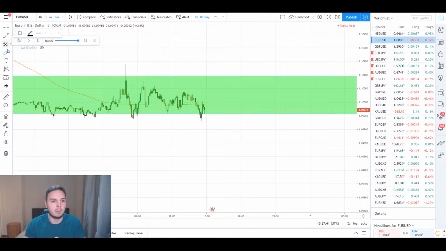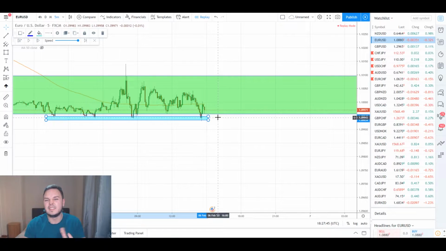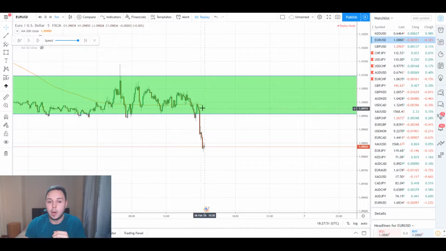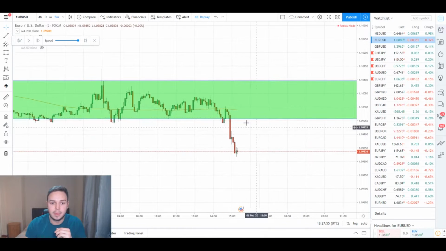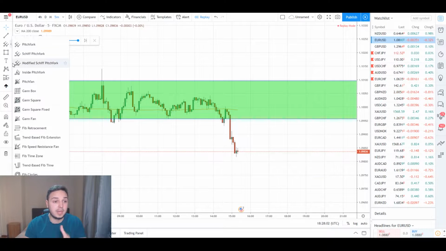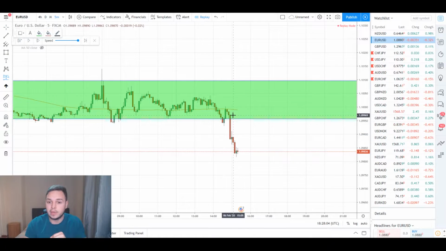Let me just mark it for you guys real quick with this rectangle. As you can see, these areas are still an area of sensitivity, right? So we don't enter yet. We wait, we still wait, and boom, once we get this candle over here, as you can see, this red candle, this is where we would enter our trade for a scalp. Literally, this is where we would enter. We would enter short after this candle over here.